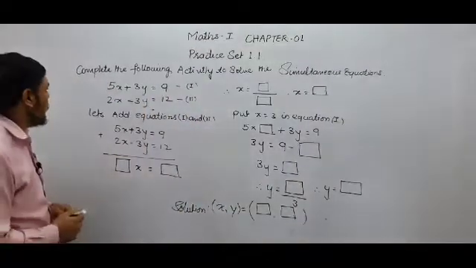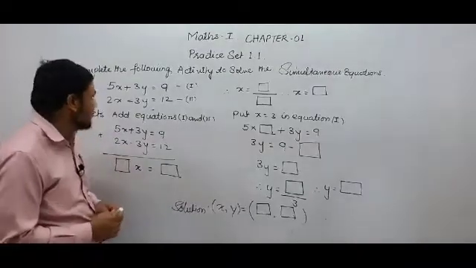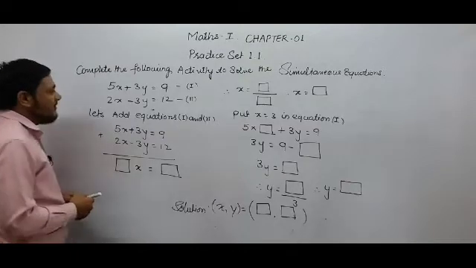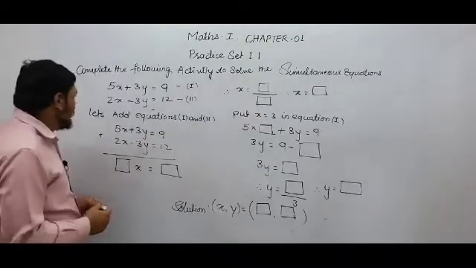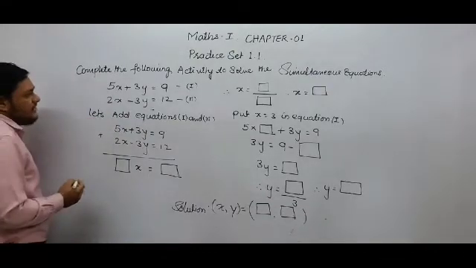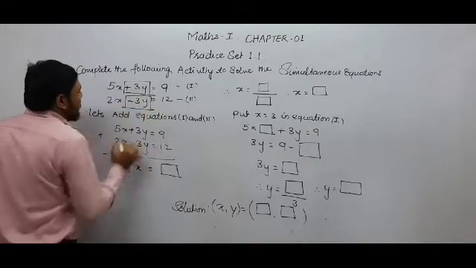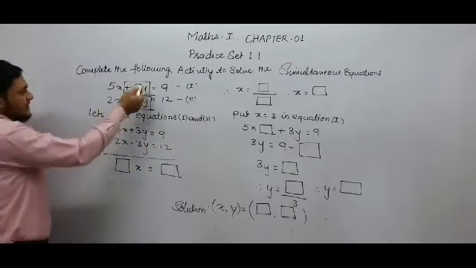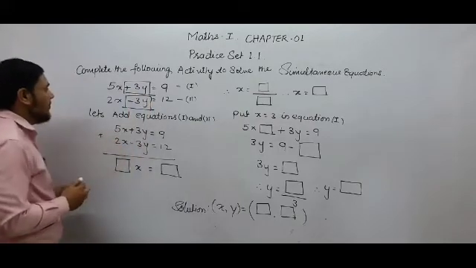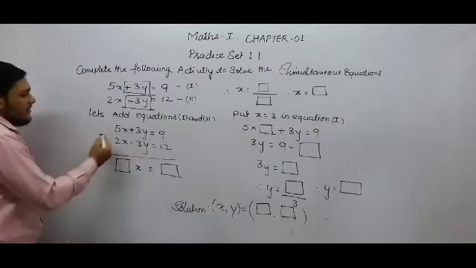Students, the first question is: complete the following activity to solve the simultaneous equations. Here the equations given are 5x plus 3y equals 9 and 2x minus 3y equals 12. If you observe these equations, here it is positive 3y and here it is negative 3y. So by adding both equations, this term can be eliminated and we can get the value of x. So let's add equation 1 and 2.